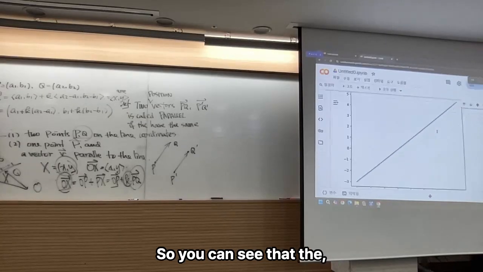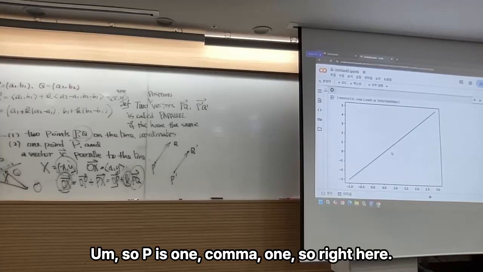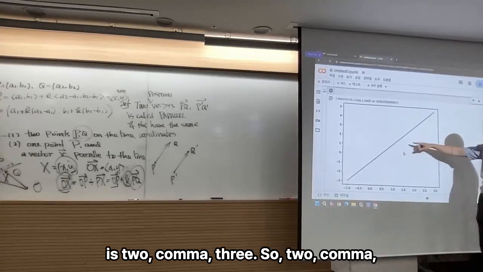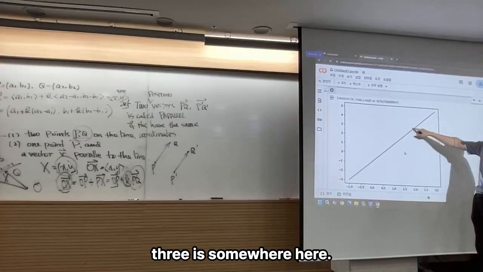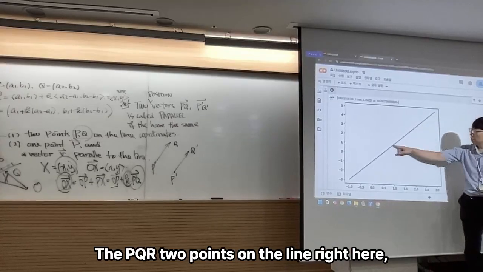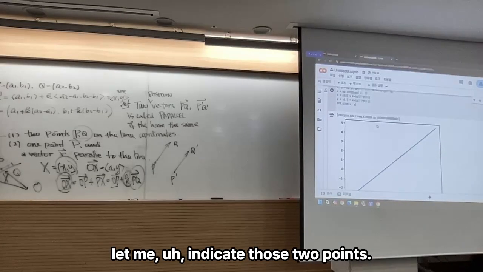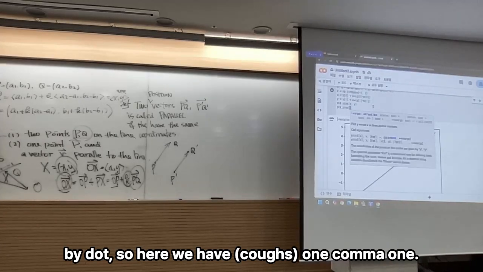So you can see that, so where is the P point? So P is 1, 1. So right here, P is 1, 1 here. And Q is 2, 3. So 2, 3 is somewhere here. So P, Q are 2 points on the line right here. Let me indicate those 2 points by dot. So here we have 1, 1.